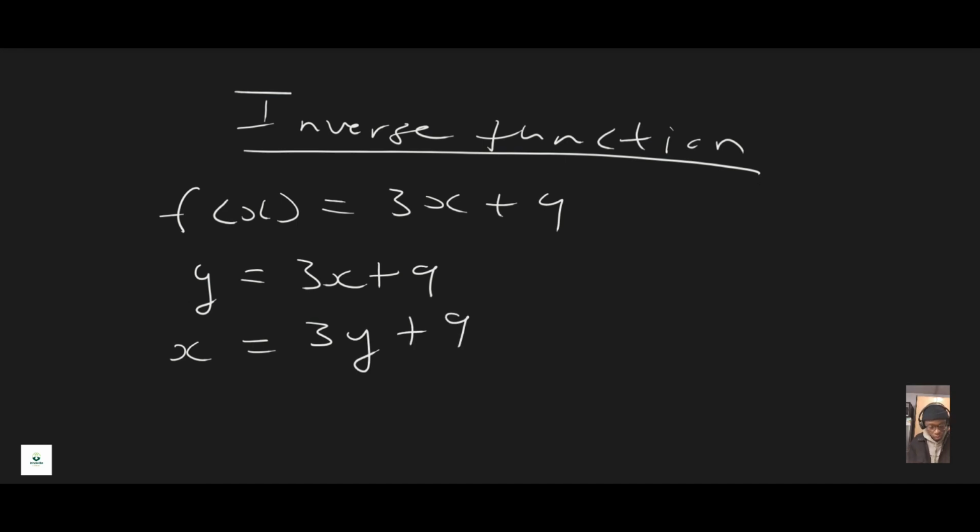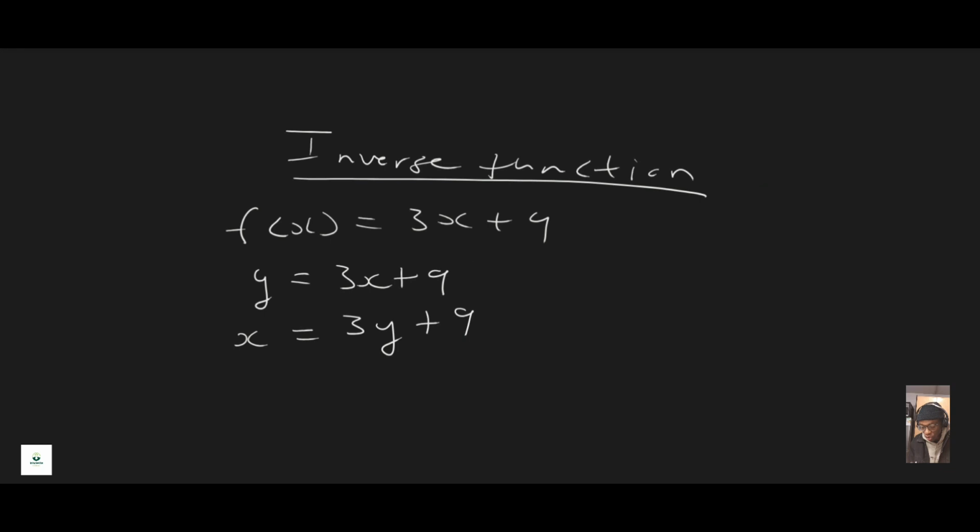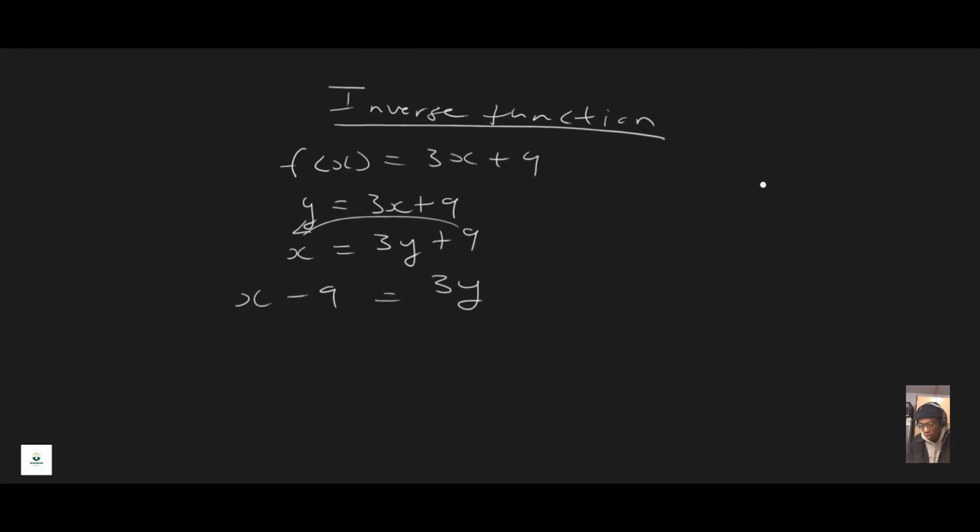And then you will have to make y the subject of the formula, because remember, y still represents the function. So you're going to say x minus 9, just going to change this 9, bring it to this side, equals 3y. So remember that you want to make y the subject of the formula. So we're going to say x minus 9 over 3 equals y. Okay, sorry about that, this is x. Yes, so this is going to be the inverse function.